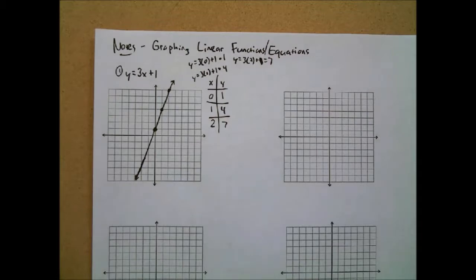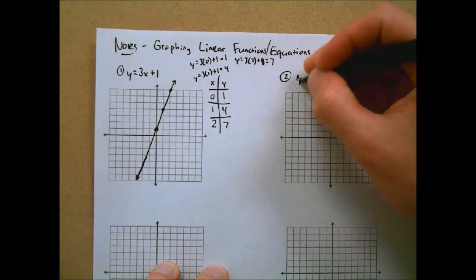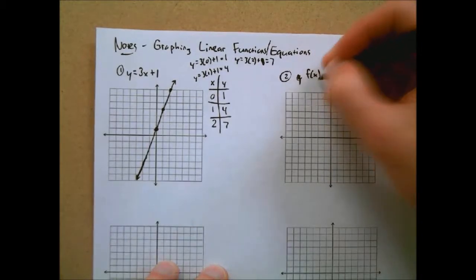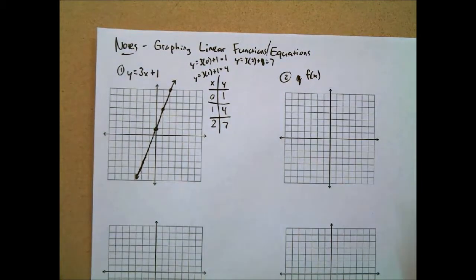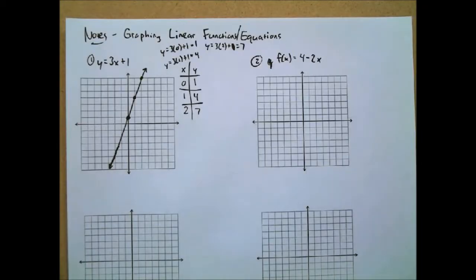All right. Yeah, you may. Go quick though. I'm going to change it up here. We'll say f of x equals 4 minus 2x. Okay, f of x equals 4 minus 2x. Okay? So let's see here.